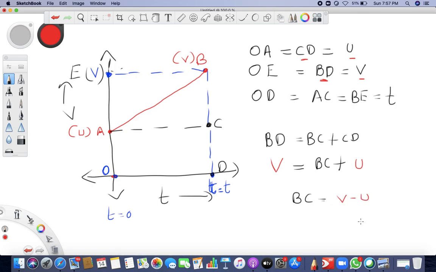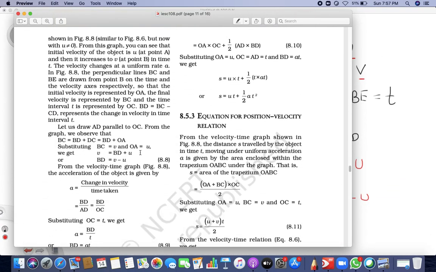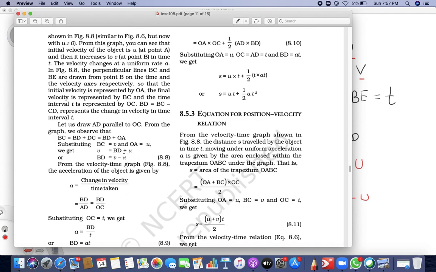Right? Still you didn't get your first equation. What you get is only BC. What is your BC? BC is equal to V minus U. All this is properly written in your textbook. Let me show you there also. See, have a look. So did they get the same thing? BD is equal to V minus U.